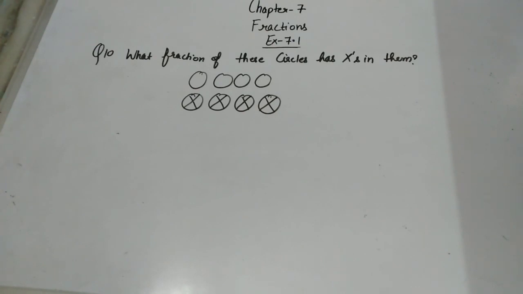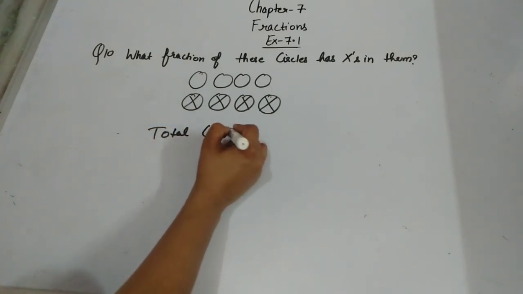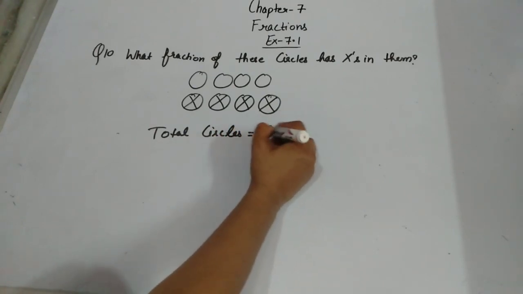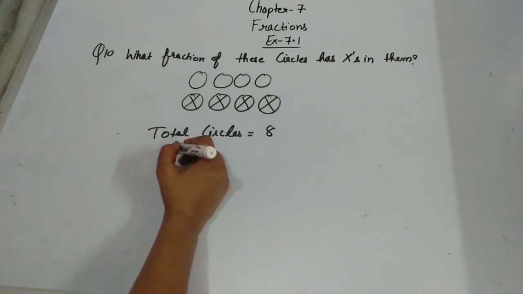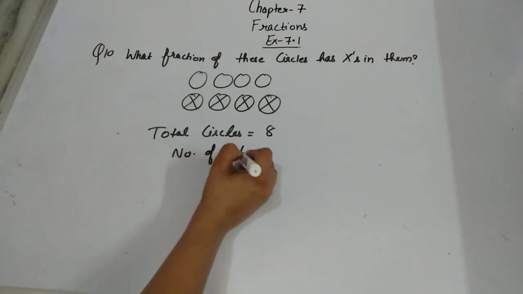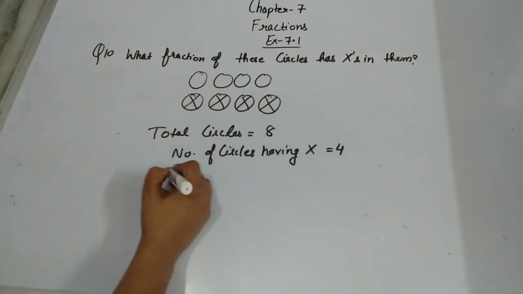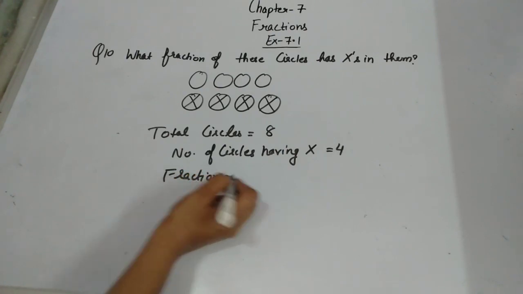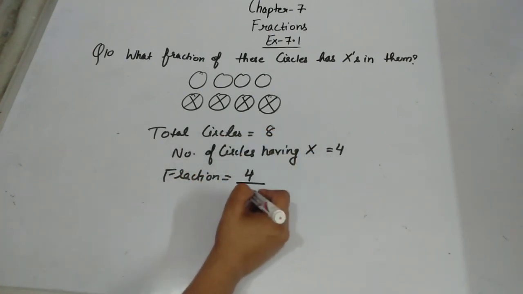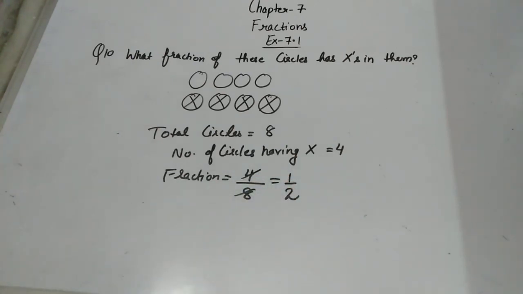Question number 10 is, what fraction of these circles has x in them? So how many circles are there? Total circles are 8. So you have to find out the fraction of circles with x in them. You have to find the fraction of those in which x is written. So the number of circles having x is 4. So how will you find the fraction? You have to find it for x. So 4 upon the total, which is 8. 4 2s are 8, that is 1 by 2. So 1 by 2 is the answer.